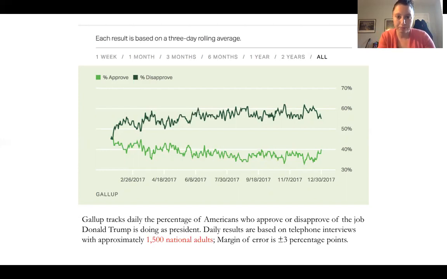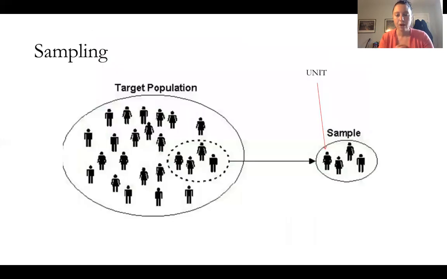That's their sampling. Okay, I'm a visual person. If you want to think about it this way, you have your entire population. We pull out a small group of them using some sort of sampling framework, and that small sample is going to represent the whole population. Each person in the sample, or each thing in the sample, we call that a unit.